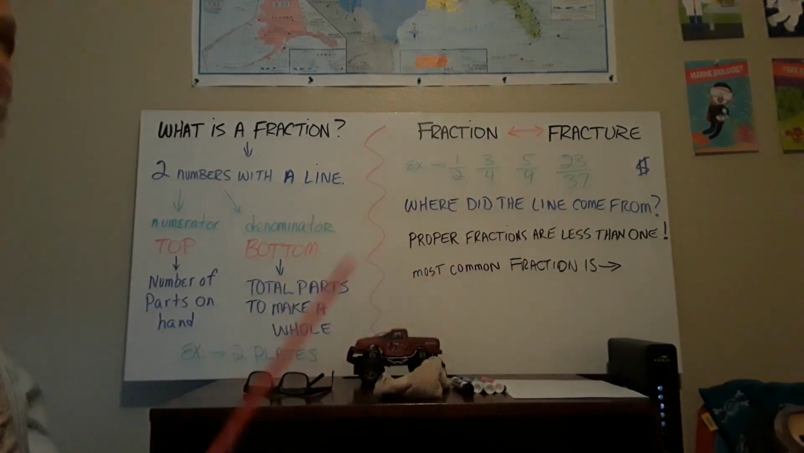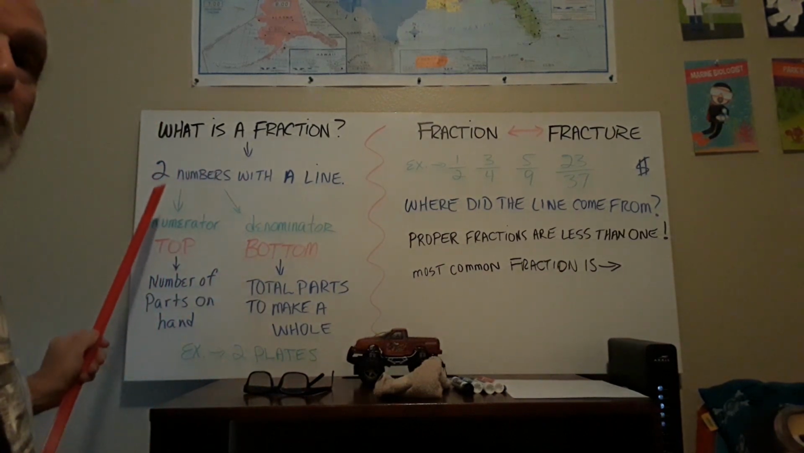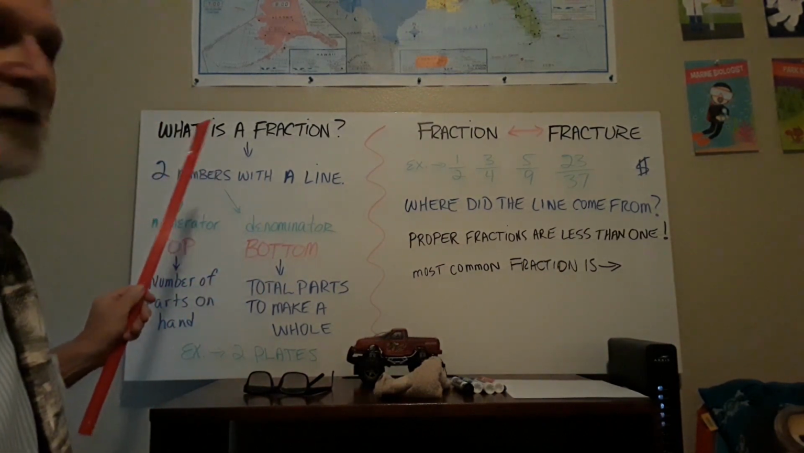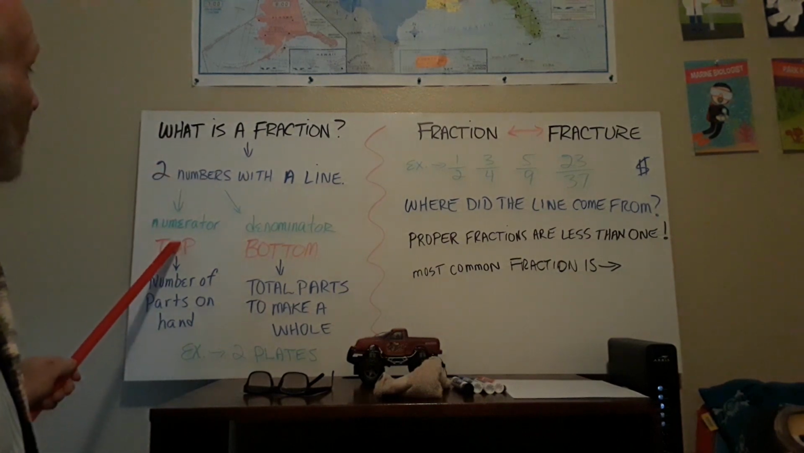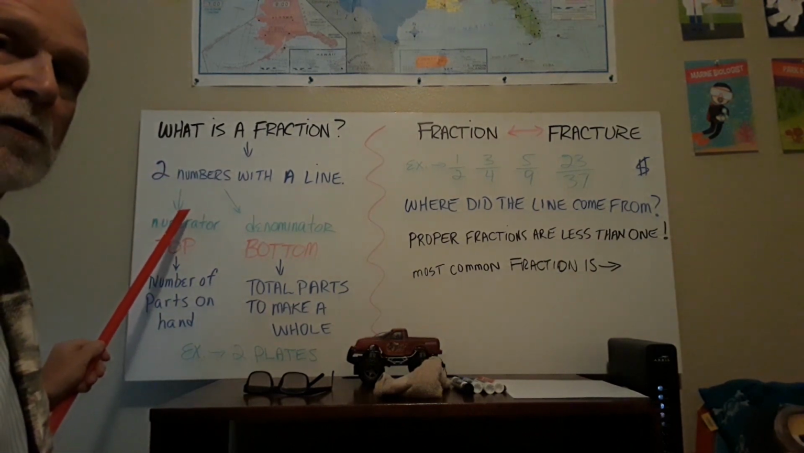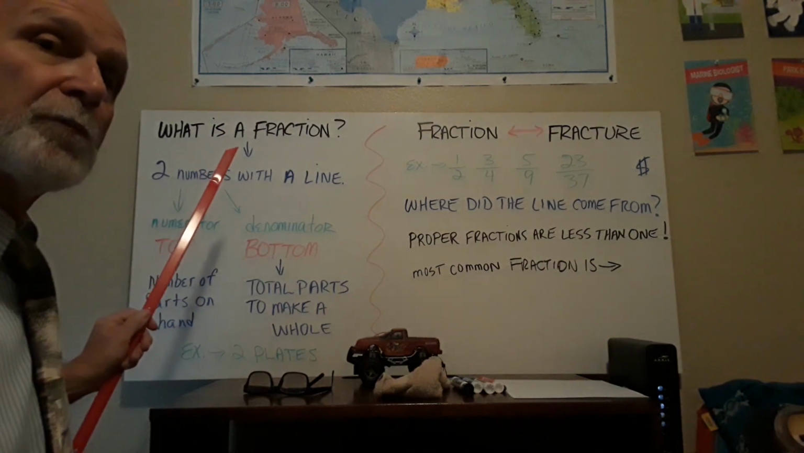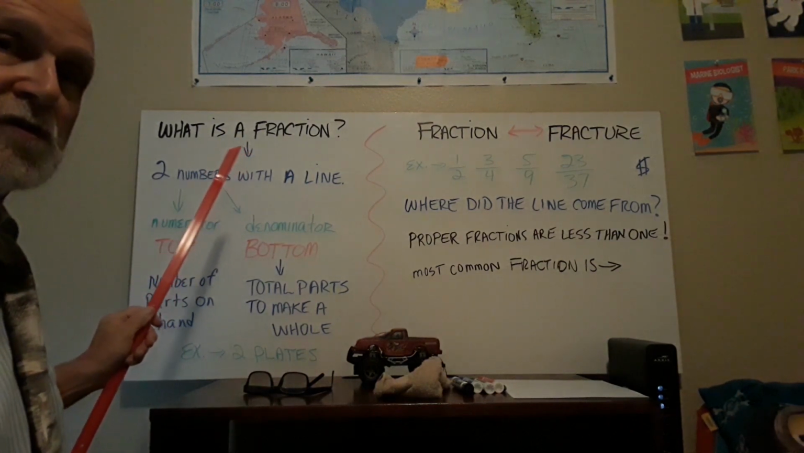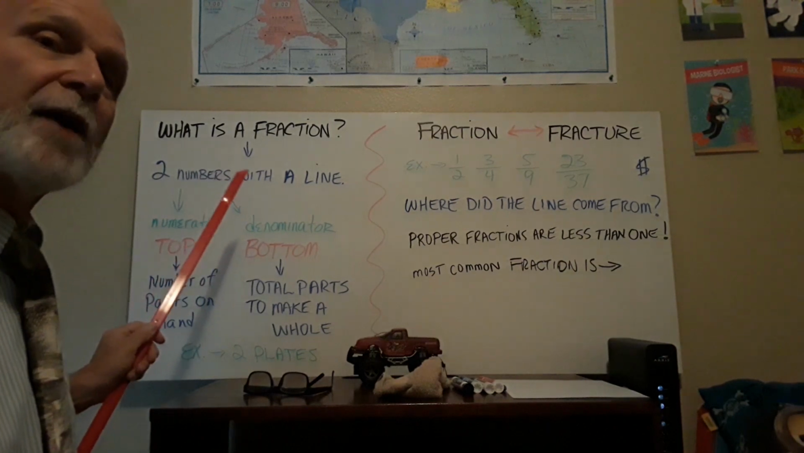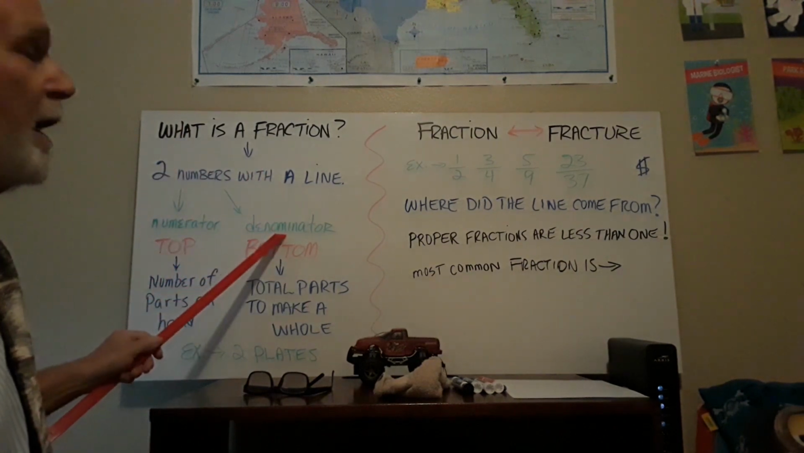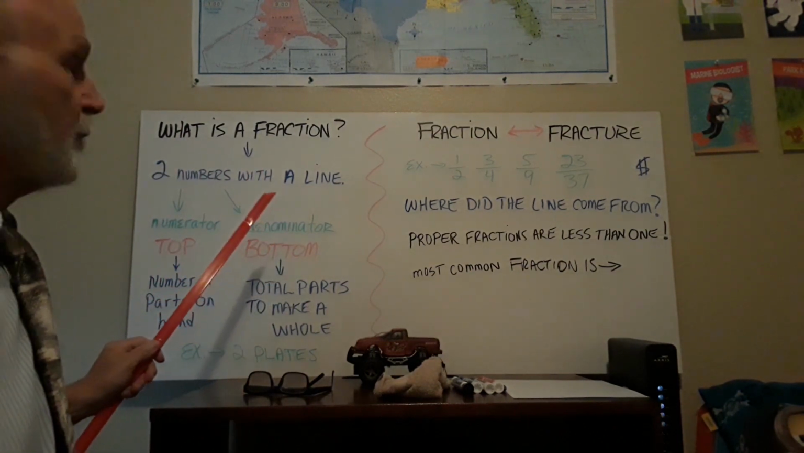Okay? Let's go to the next one here. The two numbers have a name, and it's not the same name. The top number is called the numerator. The numerator probably comes from the word numeral, which is simply a number. It means you count things. The denominator is the bottom number.